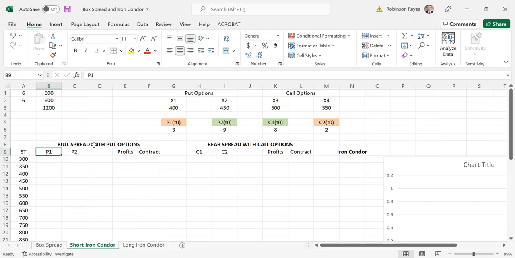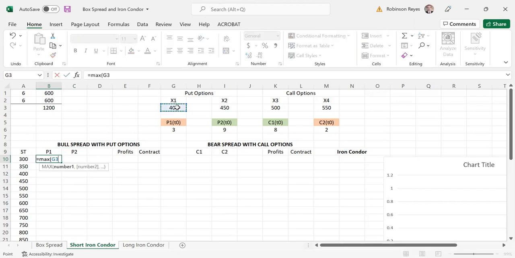Let's calculate the intrinsic values first, right? Which is the max of strike one, and then we just lock this one, minus the price of the stock, because it was blocked. But I selected the cell A10, right? And then it's the max of the strike minus that stock price, or zero.